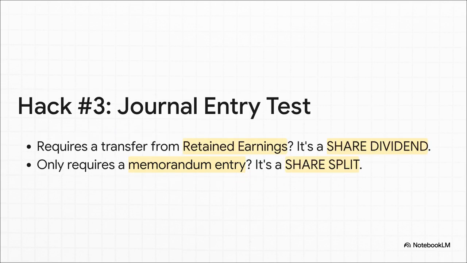And hack number 3 is what I call the journal entry test. When you're in the exam and you're starting to feel that pressure, just ask yourself one simple question. Does this transaction need a debit to retained earnings? If the answer is yes, it's a share dividend. If the answer is no, it's a split. It's a super fast, simple way to figure it out.